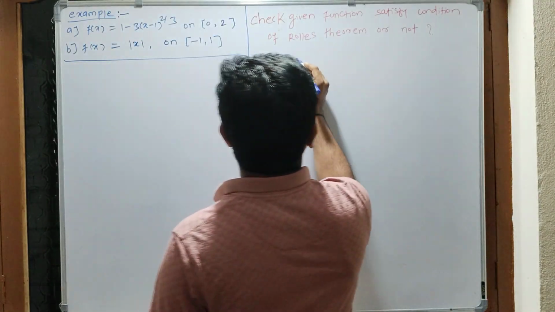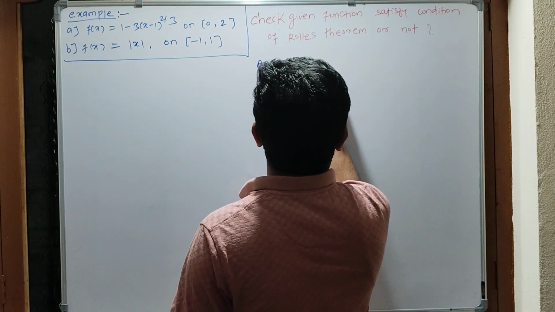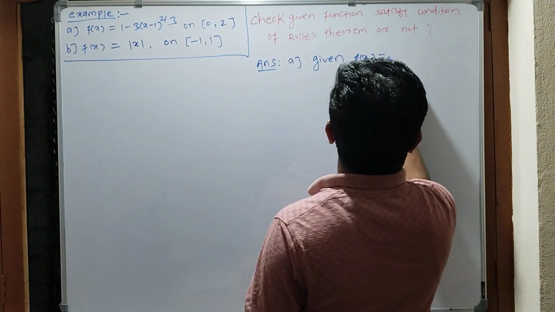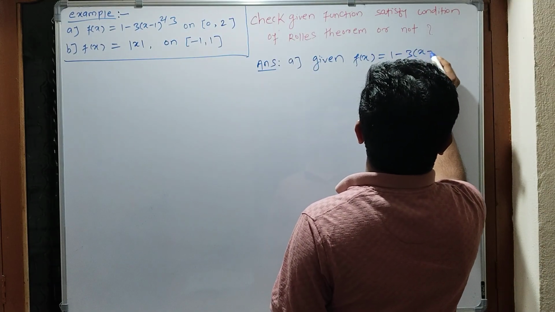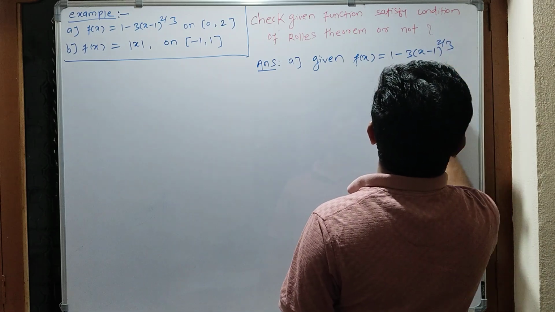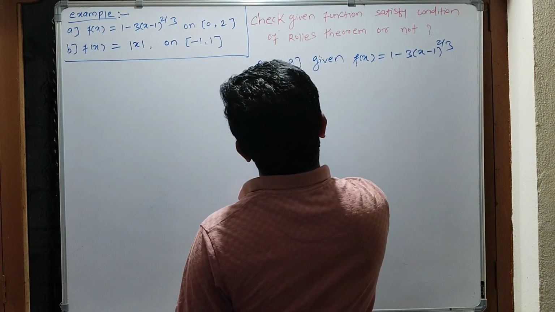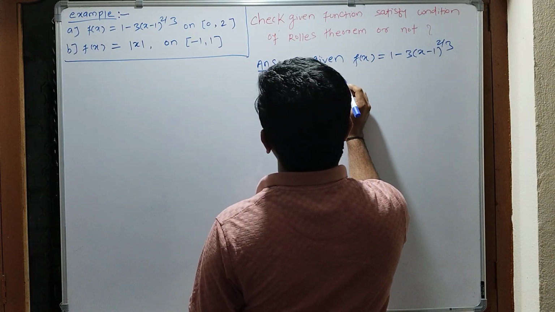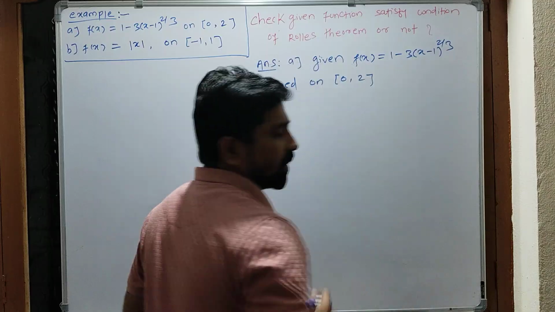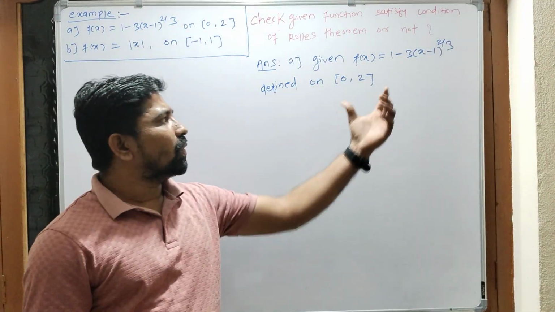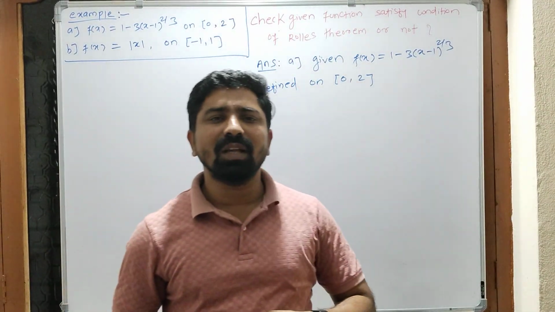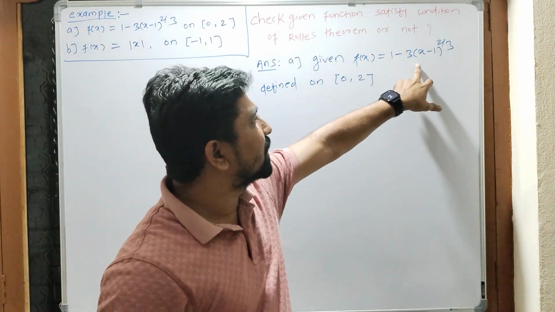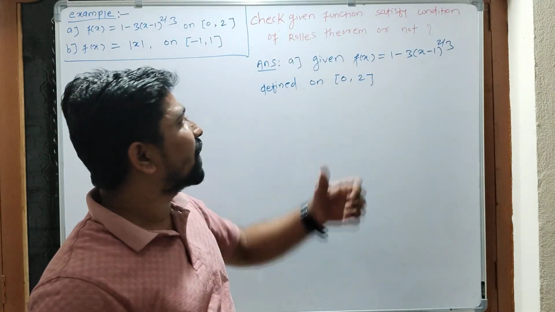So here, first the given information. I will solve question A. Given f(x) = 1 - 3(x - 1)^(2/3) defined on the closed interval 0 to 2. So this is the given function. Check whether this function satisfies the conditions of Rolle's theorem or not.